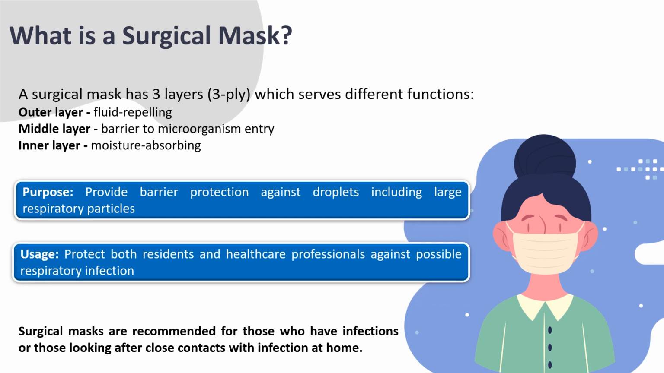What is a surgical mask? A surgical mask has 3 layers. 3-ply, which serves different functions: outer layer, fluid repelling. Middle layer, barrier to microorganism entry. Inner layer, moisture absorbing. Purpose: provide barrier protection against droplets including large respiratory particles.